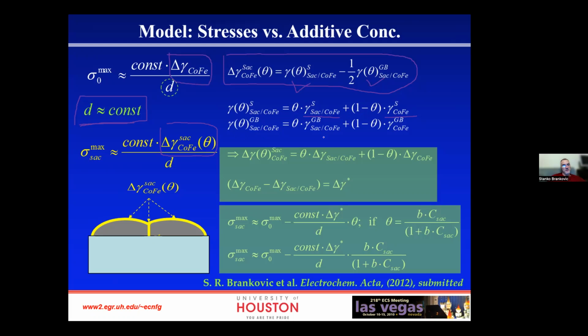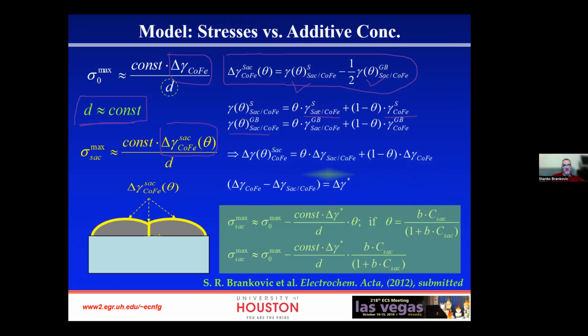I can do the same idea and expand this grain boundary energy as a function of the coverage using the same analogy. Because when you zip, in some places you have some additive, and in some places you don't have additive adsorption. When you form the grain boundary, you can use this same analogy and mean field approach to express this.